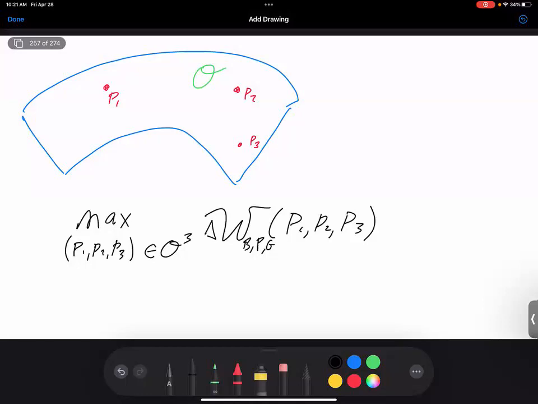And then I have to vary P1, P2, P3 over this entire region. So how would we do this? Does anybody know techniques to allow us to do something like this? Can we just evaluate it at every possible position? Why not? There's uncountably many. So there's a couple of approaches.